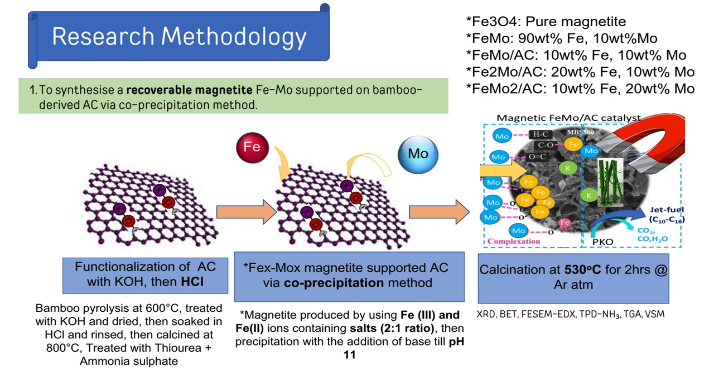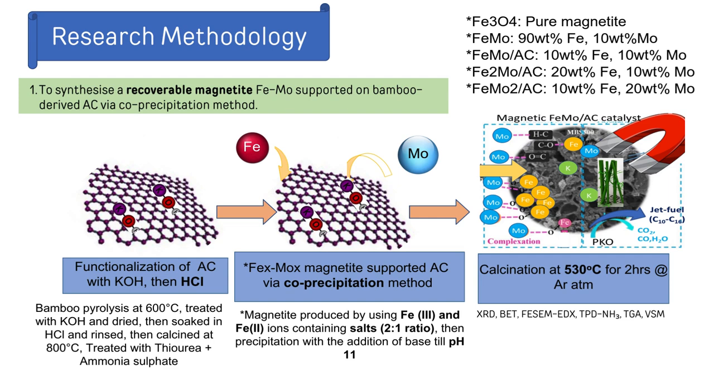Moving on to the research methodology. Firstly, the magnetically recoverable FeMo supported on bamboo catalyst is synthesized via co-precipitation method. The bamboo activated carbon is functionalized with KOH and HCl and then co-precipitated with our active metals, which are Fe and Mo, and after that calcined at 530 degrees Celsius.